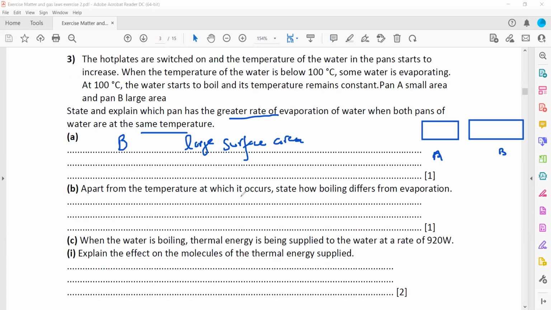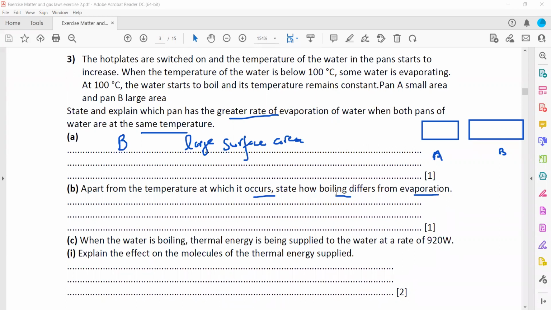Apart from the temperature at which it occurs, state how boiling differs from evaporation. Like, what is the difference between boiling and evaporation? Any one difference you have to mention. There are many differences. Evaporation can occur at any temperature, but boiling occurs at a specific temperature.